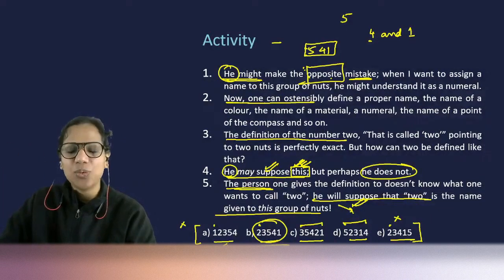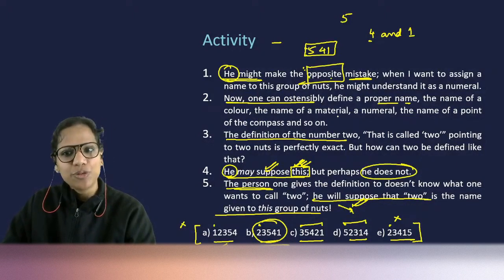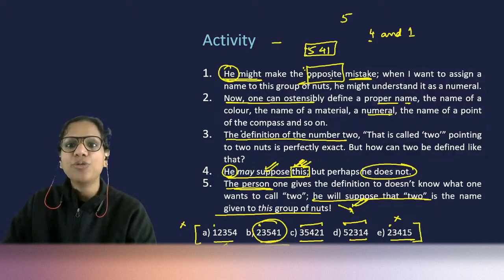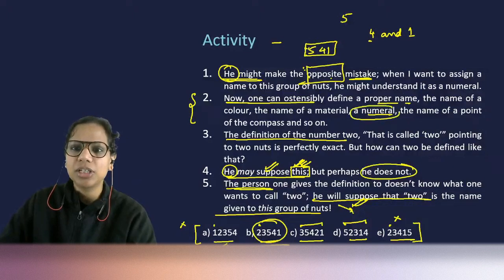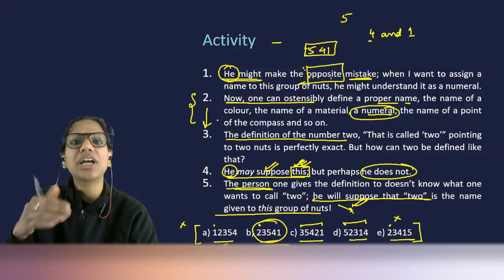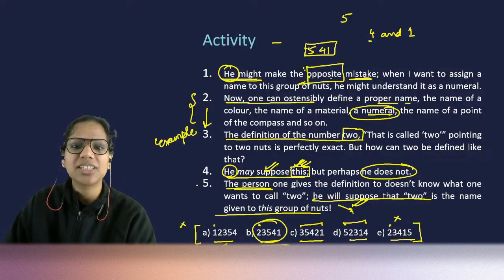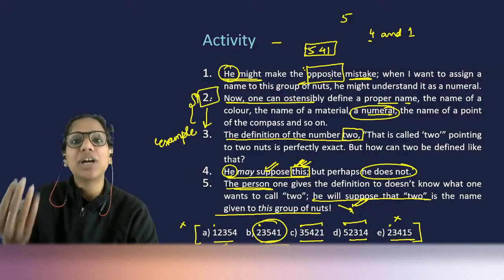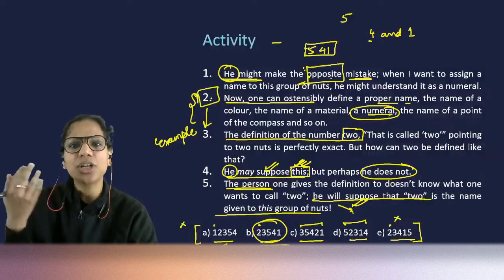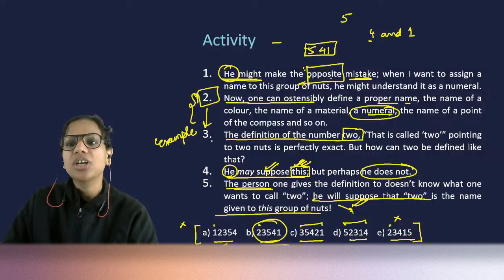Now, one can ostensibly define a proper name, the name of a color, the name of a material, a numeral, the name of a point of the compass, and so on. So, we can define a lot of things, one of them being a numeral. Then we discuss the defining of a numeral, let's say the number 2. So, this is an example that we are carry forward through the other sentences, through 3541. This was the opening sentence where we talked about defining things. Apparently you can define a lot of things. Now you talk about how to define the number 2.